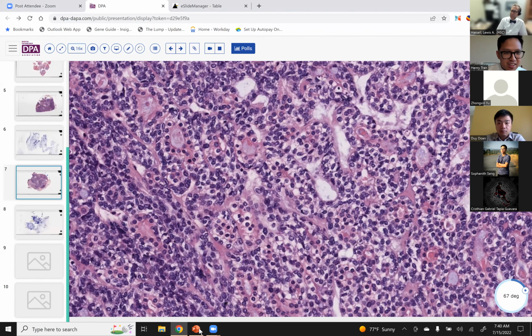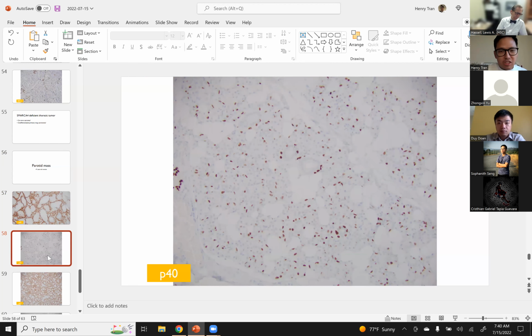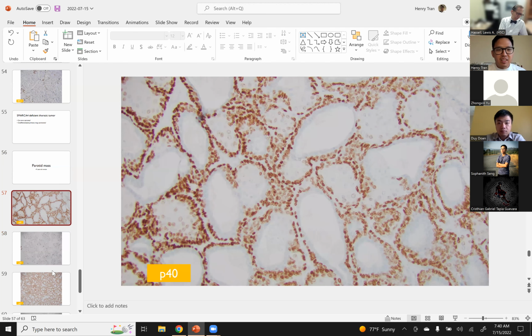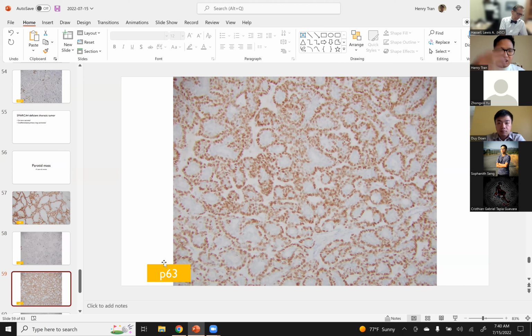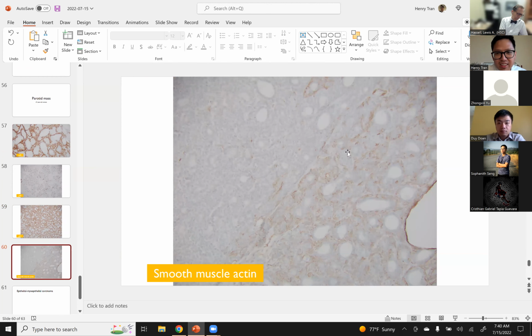So the staining for this, this is a P40. This stains all the myoepithelial cells. Just for example, this is a normal salivary gland next to it. This is how P40 staining should look in a normal salivary gland. This is how it looks in the tumor. And then this is P63, also a marker of myoepithelial differentiation. Then we have smooth muscle actin that is positive in some areas of the tumor and negative in others, but it does highlight the myoepithelial component pretty well.